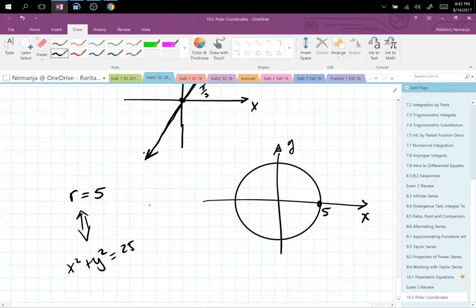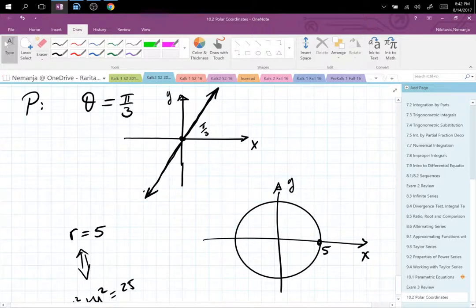So the two basic equations: theta equals a number is going to be a line through the origin at the angle that you have, and then r equals a number, r equals, let's say, 5 in this case, is going to be a circle of the radius that r is equal to, right?